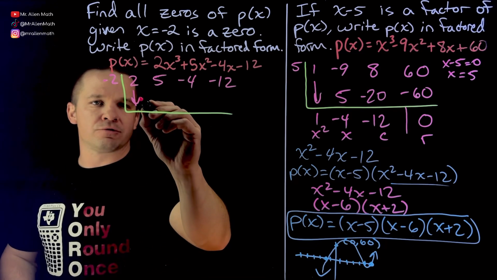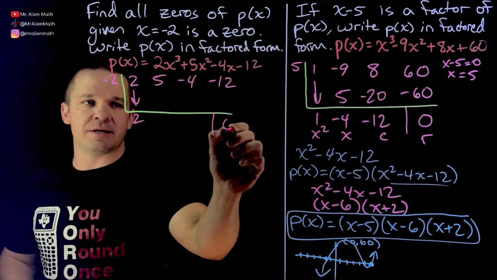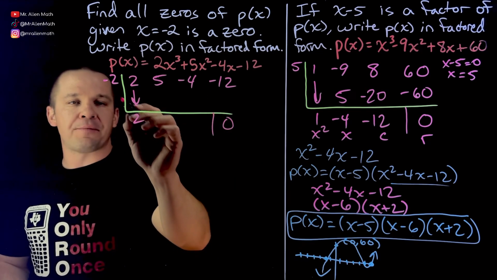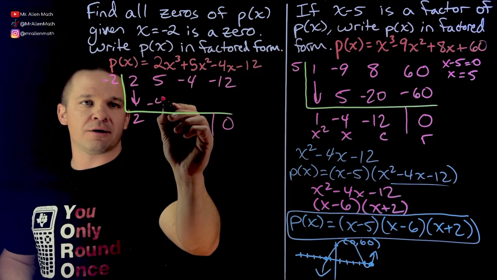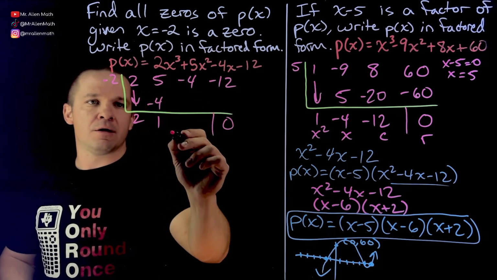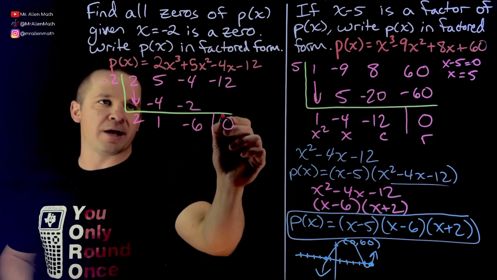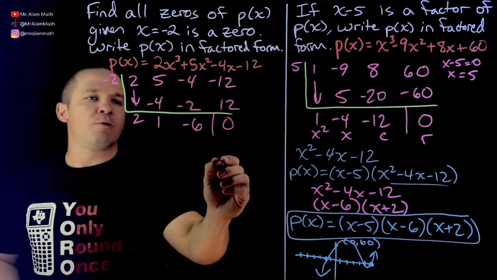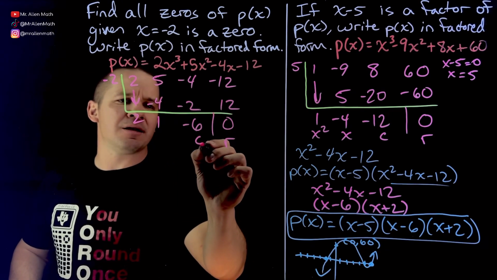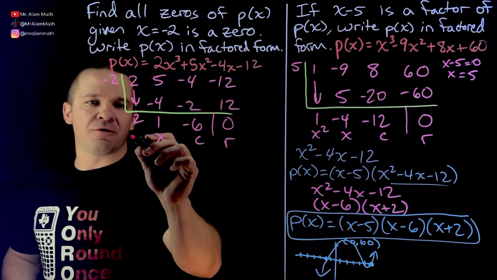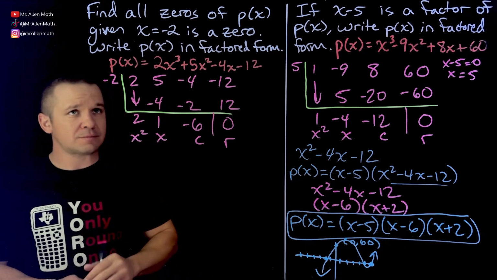So, drop the 2. I am expecting this to be 0 right here. We'll see what happens. Drop the 2, multiply, we get negative 4. Add them, we get 1. Multiply, we get negative 2. Add them, I get negative 6. Multiply, I get positive 12. Voila, we have a remainder of 0 as expected. Constant, that's my x coefficient, my x squared.